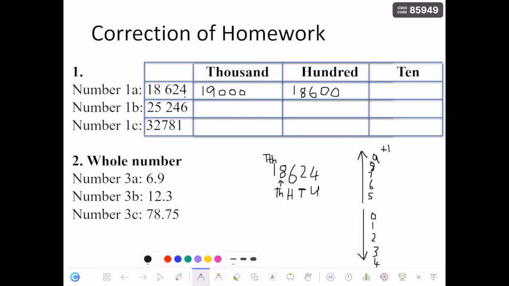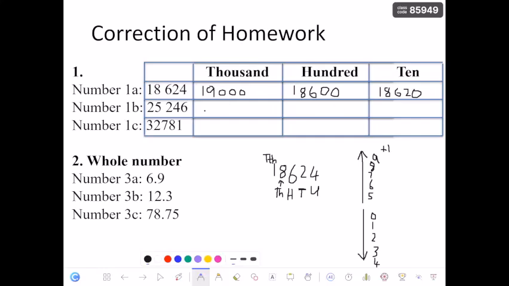Then if you go to nearest 10, we are going to stop at 2, which is 1862. So this 4, you now check since it's the one nearer to 2. So 4 is a round down number. That means you just put 0. There's no need adding 1. So these are the answers for the first number.